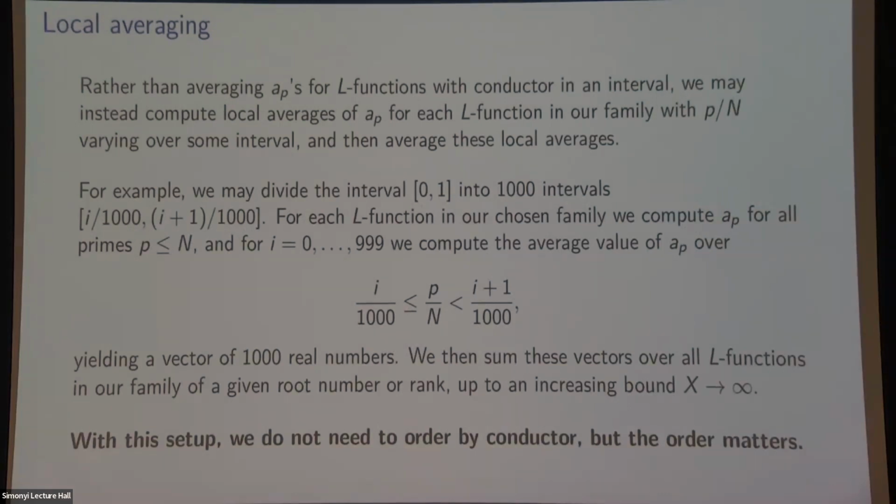We know the conductor plays a role. Rather than averaging a_p over elliptic curves with bounded conductor, and always taking p up to maybe the bottom of the interval, if you think about it, what really matters, like where those crossover points are in the curves, is the ratio of p to the conductor. So what we'd really like is to change the x-axis. Rather than having the x-axis be p, we'd like the x-axis to be p over the conductor.